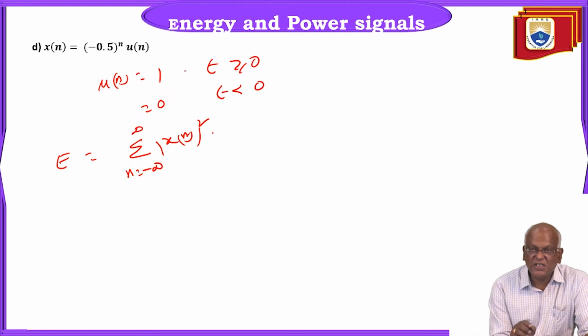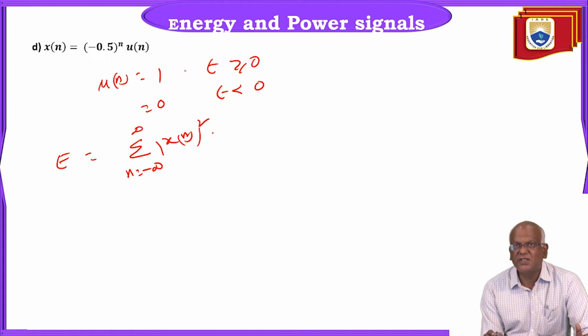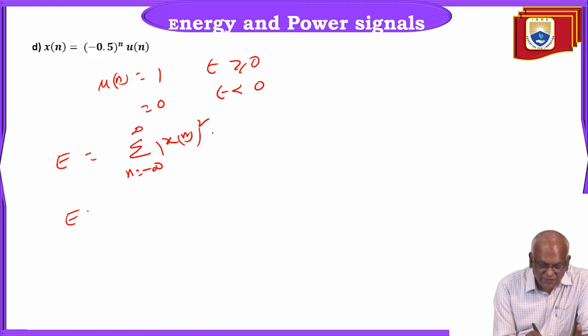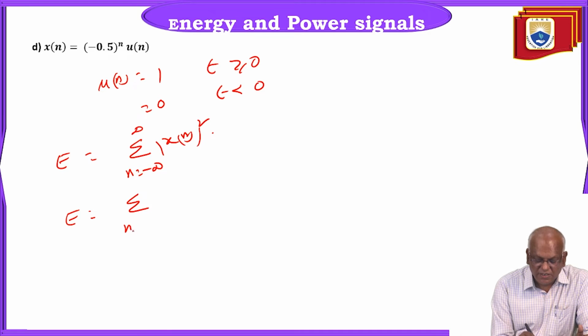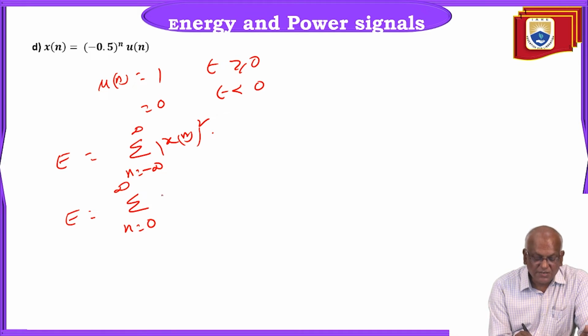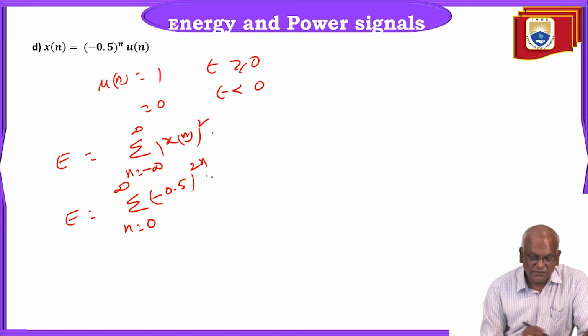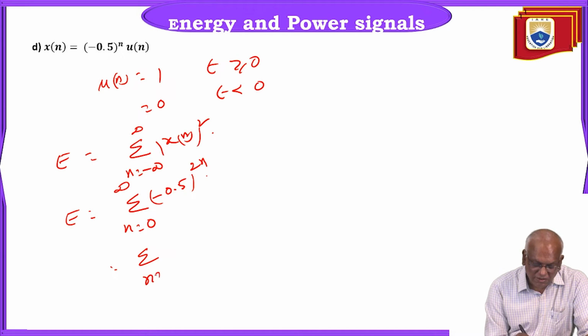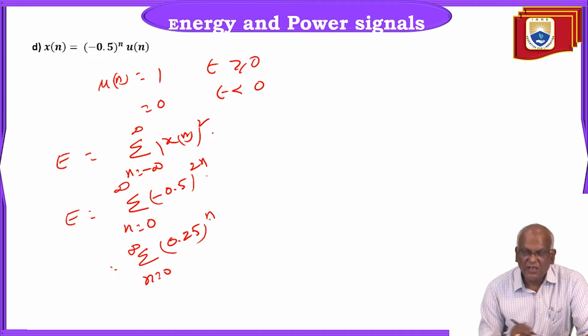That's why the signal exists on only one side, the right side. We define it for only positive values of n. So the sum from n equal to 0 to infinity of (0.5) to the power 2n. For this, I write the sum from n equal to 0 to infinity of 0.25 to the power n. I can write it in this form.